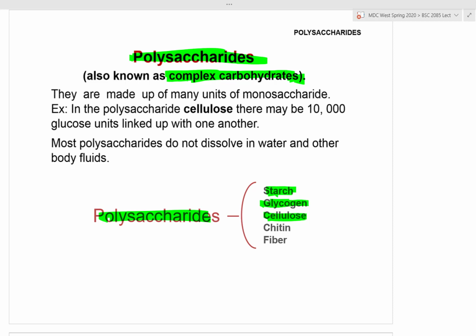Cellulose? Like where does your cellulose come from? But where do you get cellulose from? Plant cells. Chitin. Where do you get chitin from? Where do you find chitin? Invertebrates. All right, we're going to talk about chitin.